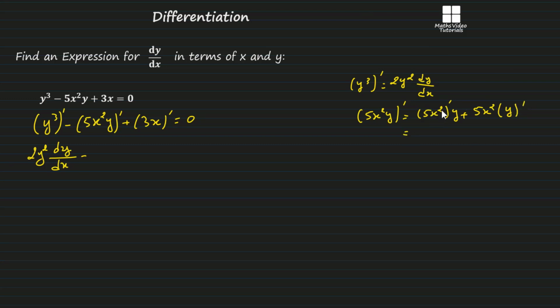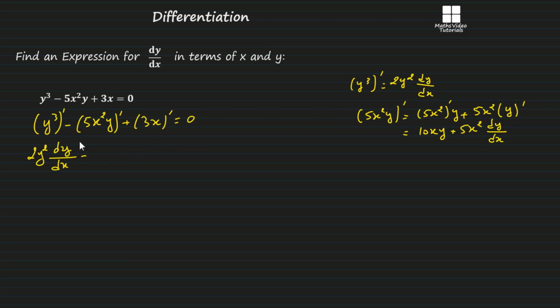The derivative of 5x squared is 10x, times y, so 10xy. For the second part, 5x squared times the derivative of y, which is dy by dx. The reason is that when you differentiate y with respect to y, you get 1, and then you apply the chain rule and multiply by dy by dx. So we get 5x squared dy by dx. All that is the derivative of this term.